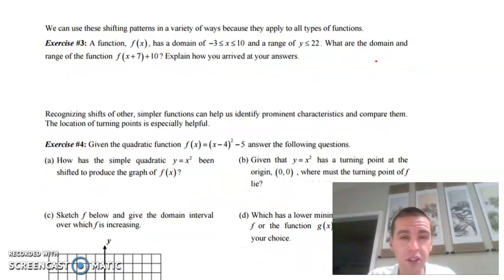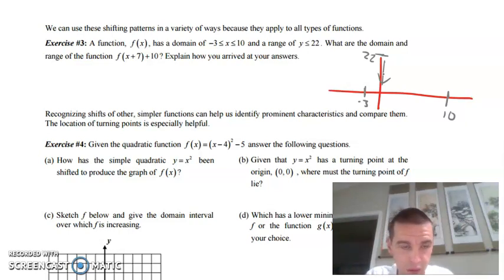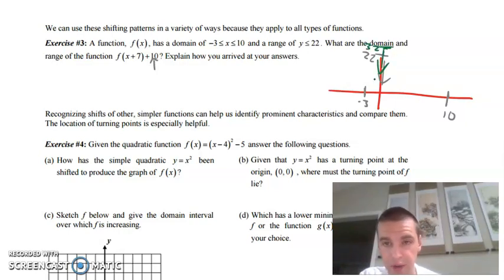So when we look at maybe just the domain, you don't need a graph for this. Maybe a graph would help, but you don't need a graph for this. A function f of x has the domain negative 3 to 10, meaning that you're at negative 3 and going all the way to 10, and a range of less than 22, already going down. So what does this positive 10 do? This positive 10 moves it up 10. My fault there. Up 10. So instead of being at 22, we're now at 32 and going down.